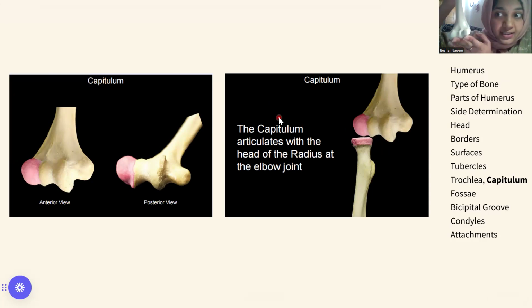You know that the radius is on the lateral side. We always check our radial pulse near the thumb, right? So the radius is on the lateral side. So the capitulum articulates with the radius, so it's on the lateral side, okay? And it's a rounded structure. These structures, the trochlea and capitulum, both contribute to the hinge-like movement of the elbow joint.